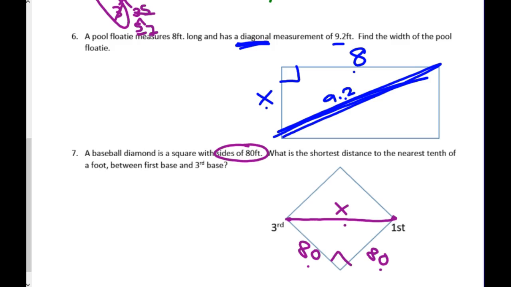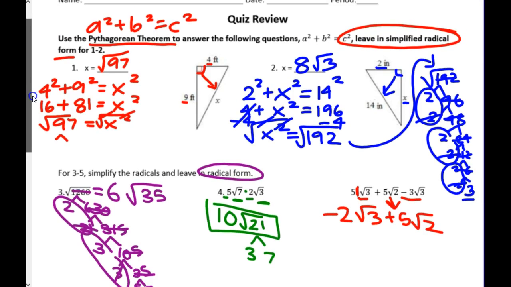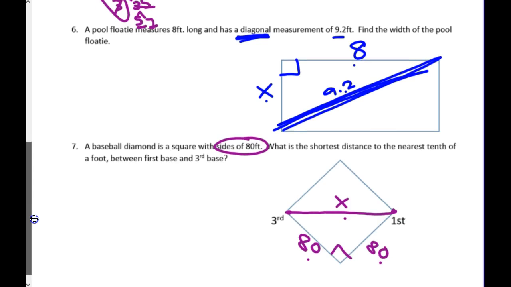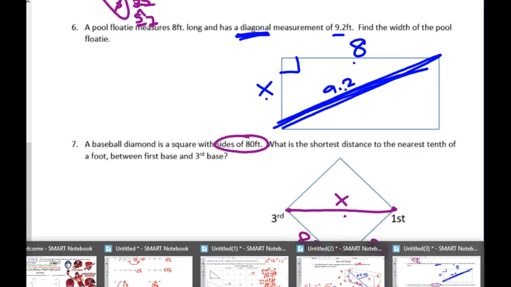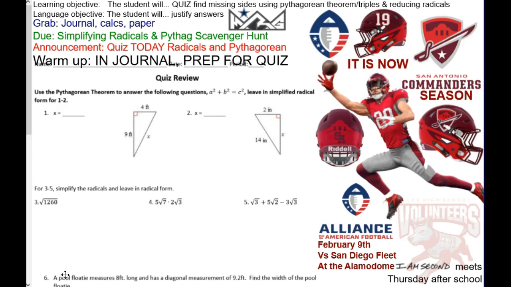Okay? If you get stuck on those, don't hesitate to ask questions, but that's what your quiz is over. So again, Pythagorean Theorem, radicals, Pythagorean Theorem. Okay? And if you were so diligent and did what you were supposed to do, you can use your journal on your quiz.